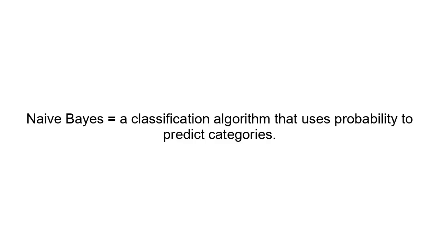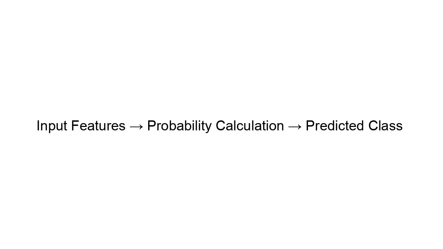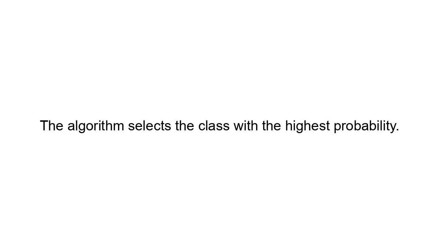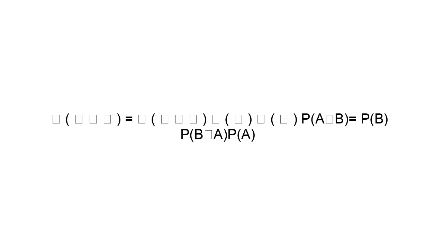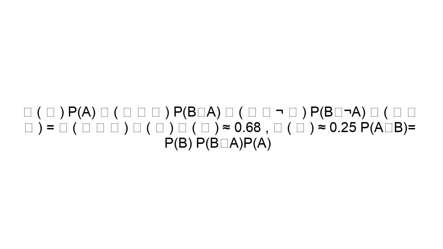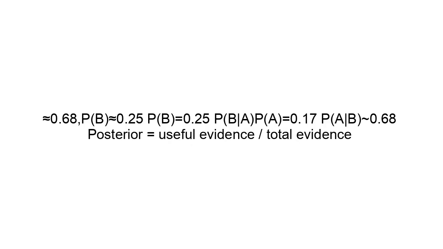Bayes' theorem. Naive Bayes is based on a mathematical rule called Bayes' theorem. P(A|B) equals P(B|A) times P(A) divided by P(B). The denominator P(B) can be expanded as P(B|A) P(A) plus P(B|not A) P(not A).